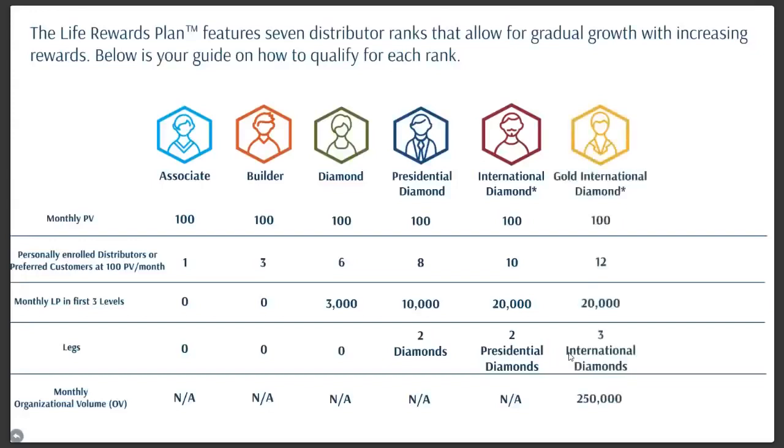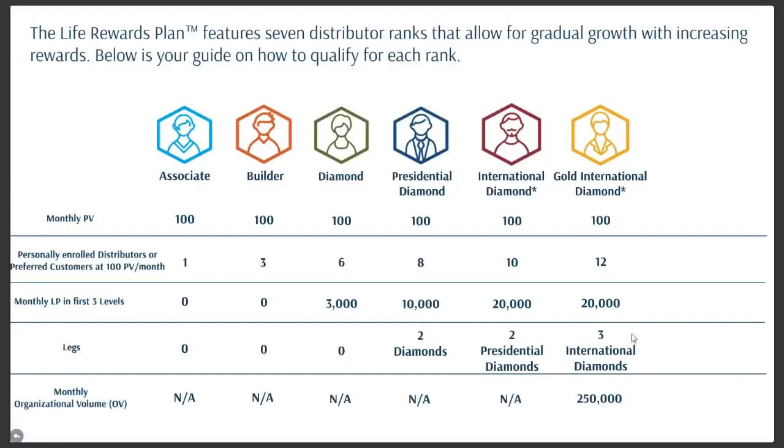The next rank is Gold International Diamond. Again, 100 monthly PV. It goes from 10 to 12 personal enrollees, half of them being on your front line. The 3-level volume actually stays the same for this rank, but you'll notice here that there's a jump from 2 presidential diamonds to 3 international diamonds. So not only do these 2 people need a rank advance, but you'll need an additional person with a large organization in order to qualify. So you'll need 3 international diamonds.